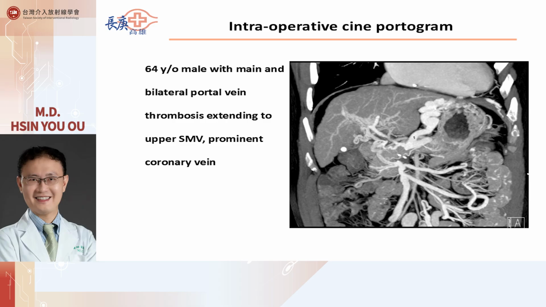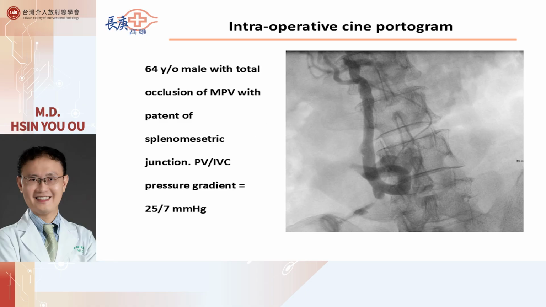This case is a 64-year-old male, pre-liver transplantation, where we can see a total occlusion of the portal vein and the splenomesenteric junction, and a large coronary vein. After that, like in this case, we will do the intraoperative portal gram. First, we can make sure the flow still goes into the splenomesenteric junction, and maybe a small stump above the splenomesenteric junction.